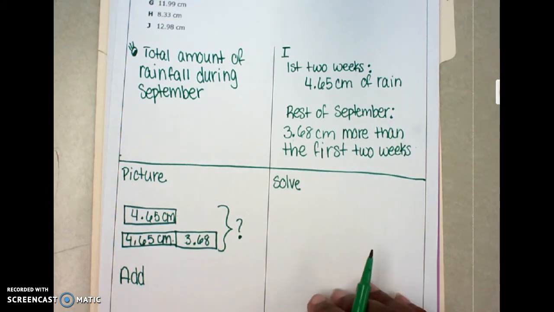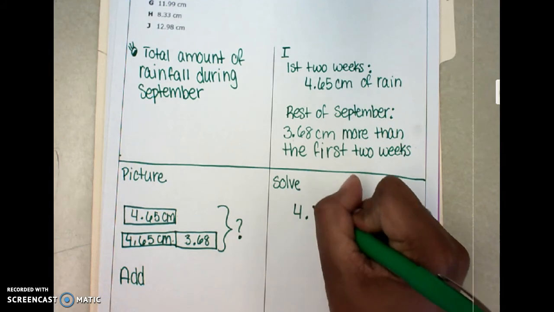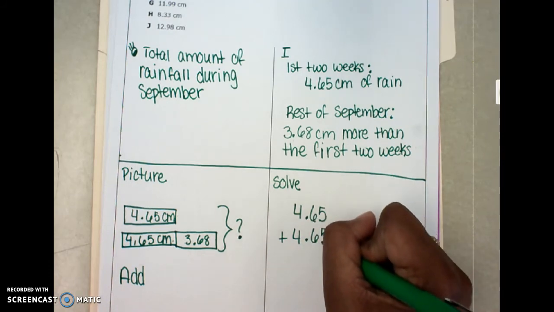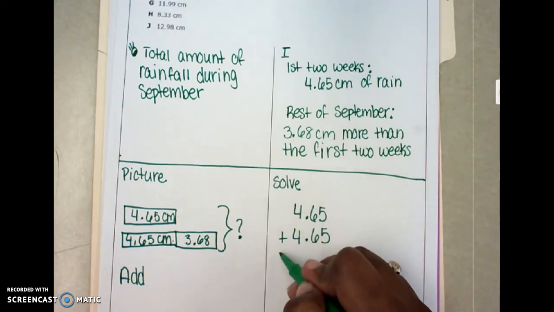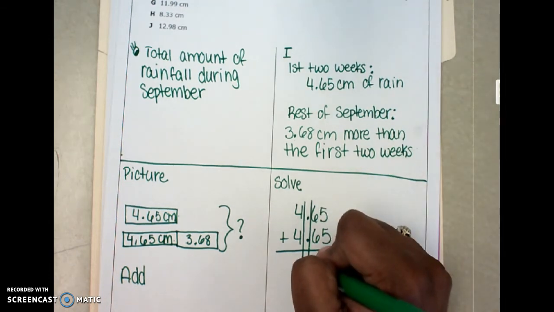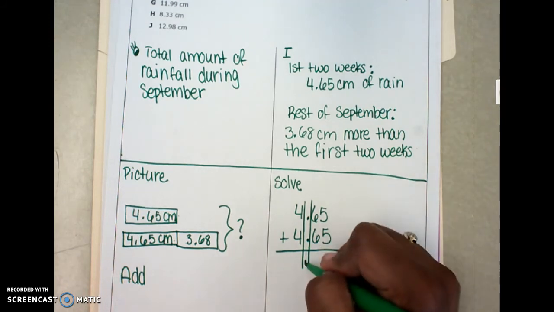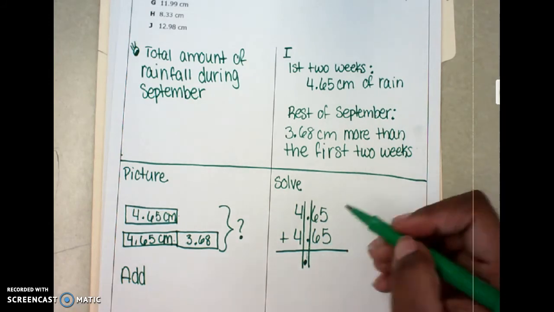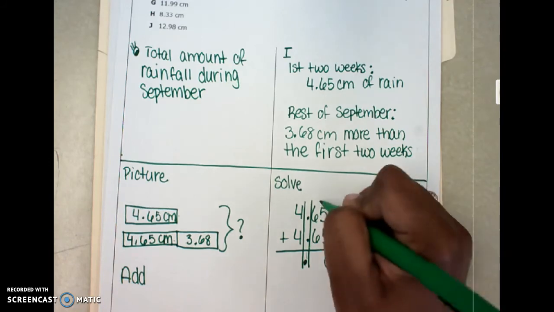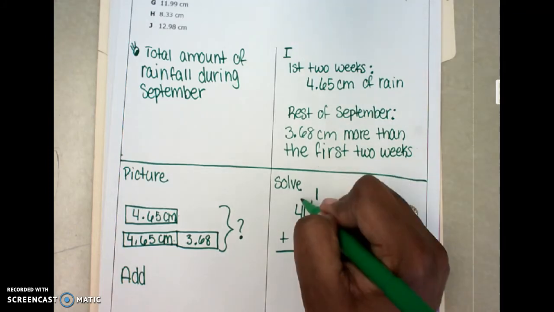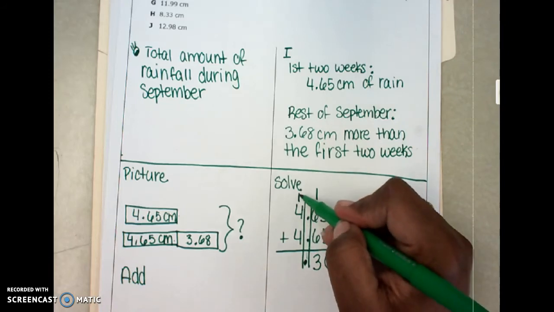And I'm going to do that. So first I'm going to add 4.65 plus 4.65. And notice that I'm adding decimals, so the first thing I need to do is line up my decimals. I'm going to line them up, and I'm going to drop that decimal down into the answer. And so once my decimals are lined up, I'm going to be ready to add. So 5 plus 5 is 10. Carry the 1. 6 plus 6 is 12, plus 1 is 13. Carry the 1. 4 plus 4 is 8, plus 1 is 9.